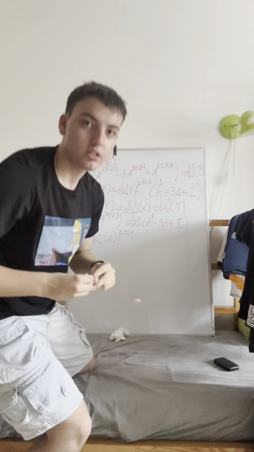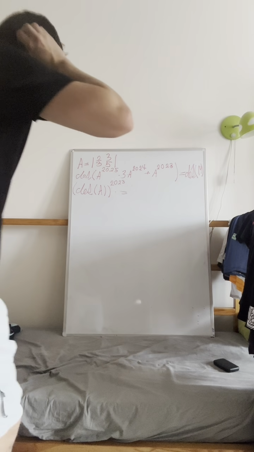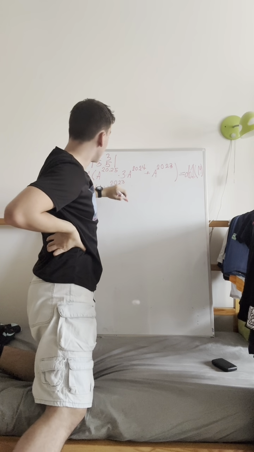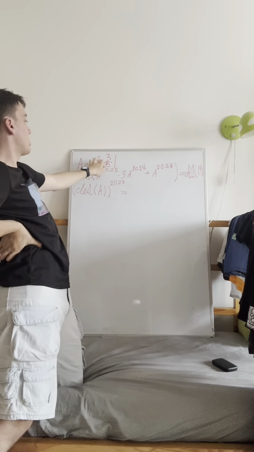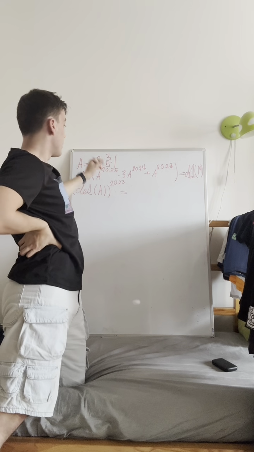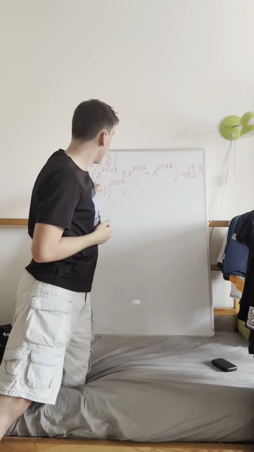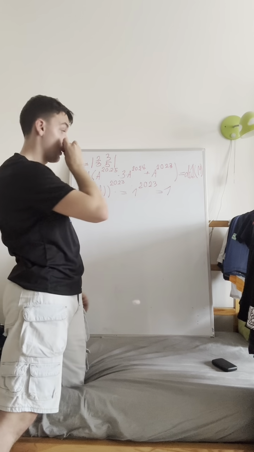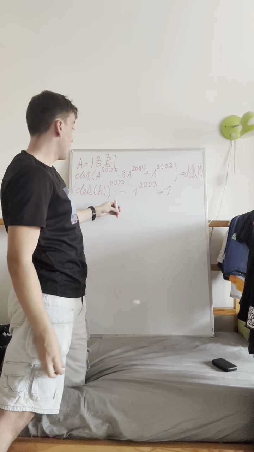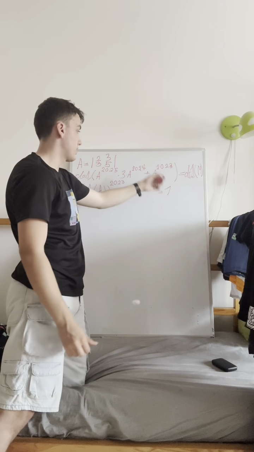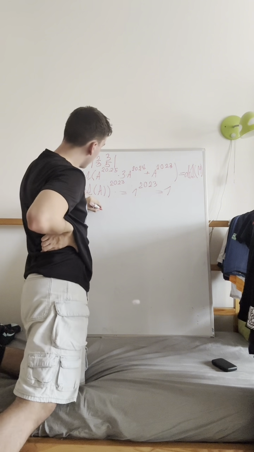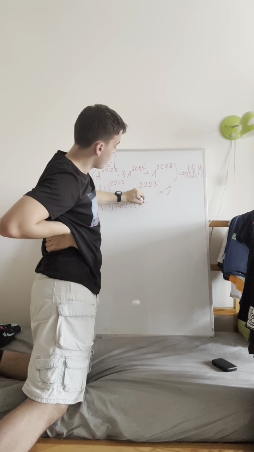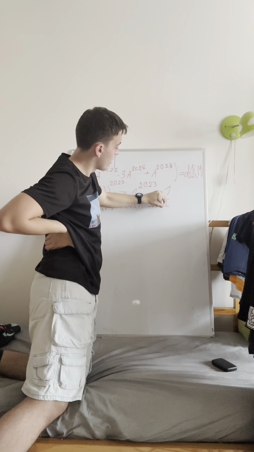Let me clean up the board so we can move on. Now we just calculate the determinant of A. It's just 2 times 5 minus 3 times 3, which is 10 minus 9, which is 1. So this entire thing is equal to 1 to the power of 2023, and that's just 1. Then we can move on to the second part, because this one we can cancel or not use at all. The second part is the determinant of A squared minus 3A plus I.